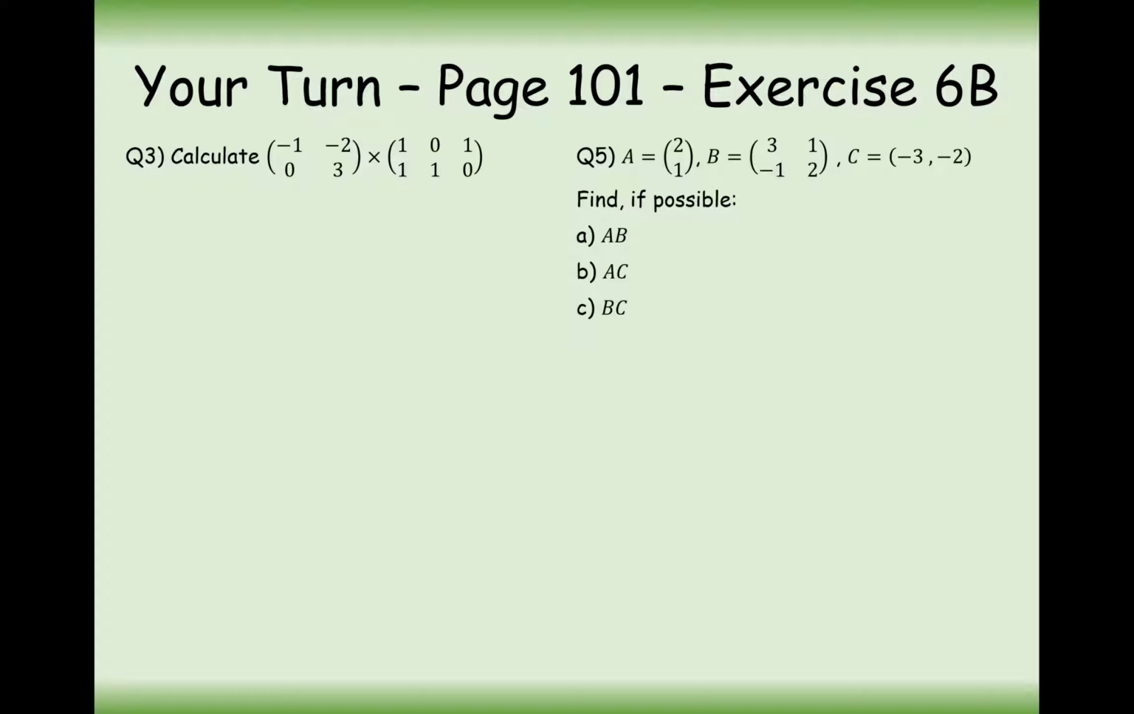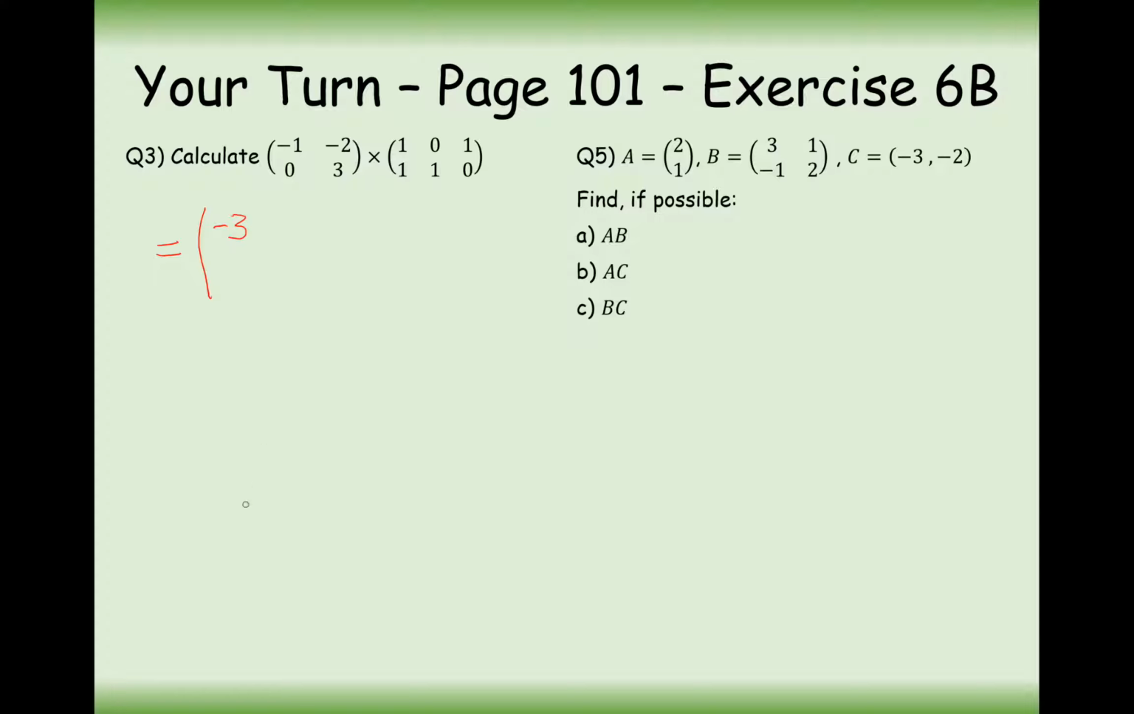Alright then, so let's have a go at this question here then. So just looking first, we can go along by 2 and down by 2 in the second matrix, so these two matrices can be multiplied together. Let's just open up our matrix and start multiplying. So we're going along in the first matrix and down in the second matrix. So it's minus 1 times 1 is minus 1. Add minus 2 times 1, that will give us a total of minus 3.